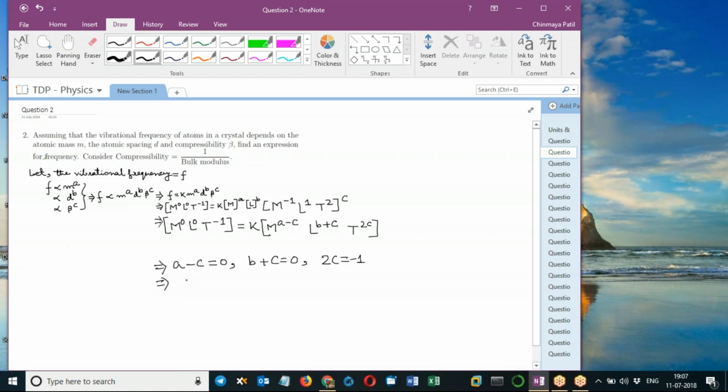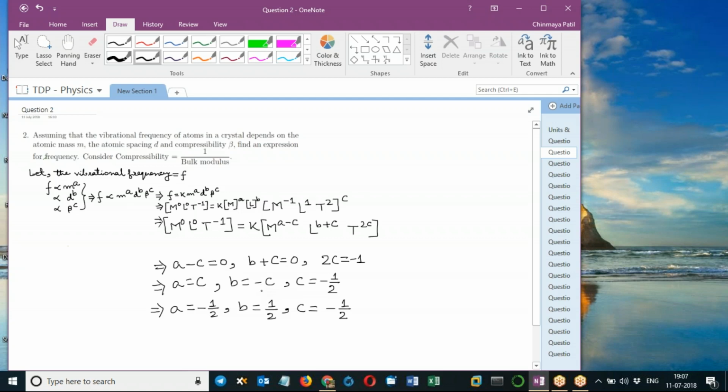Correct. So from there, what we can say? a is equal to c. Very good. We can say that a is equal to c, b is equal to minus c, and c is equal to minus 1 by 2. Now, as c is equal to minus 1 by 2, we can substitute the value of c. We get a is equal to minus 1 by 2, b is equal to 1 by 2, and c is equal to minus 1 by 2.